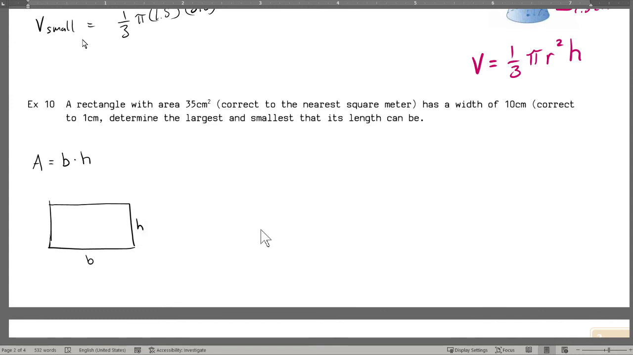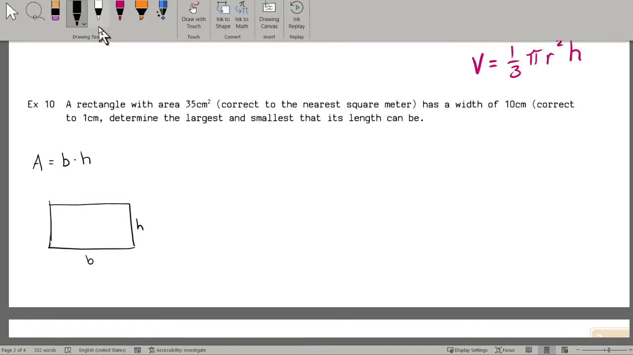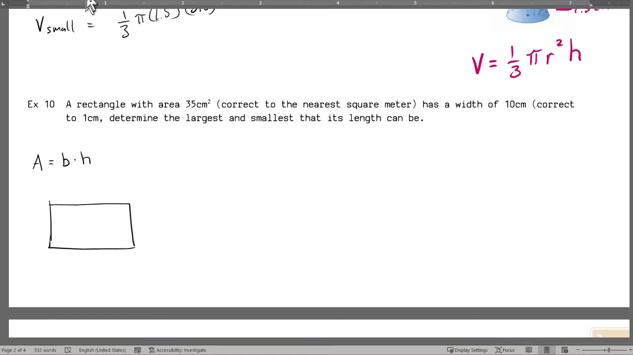And we know that the area is 35. This is correct to the nearest square centimeter. It has a width of 10 centimeters, correct to 1 centimeter. Determine the largest and the smallest that its length can be. I guess I'm going to do length and width instead of base times height. Sometimes they call these length and width. So I'll use the same thing over here: length times width.